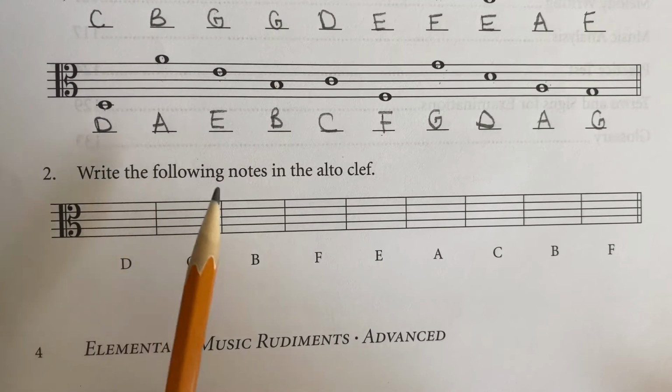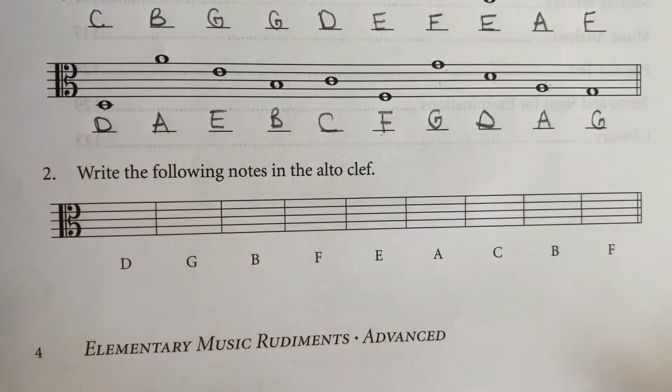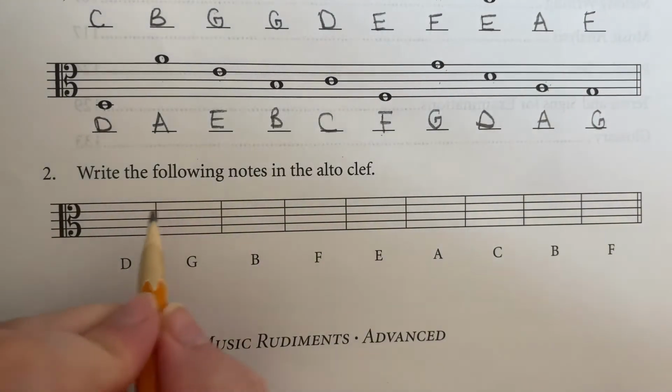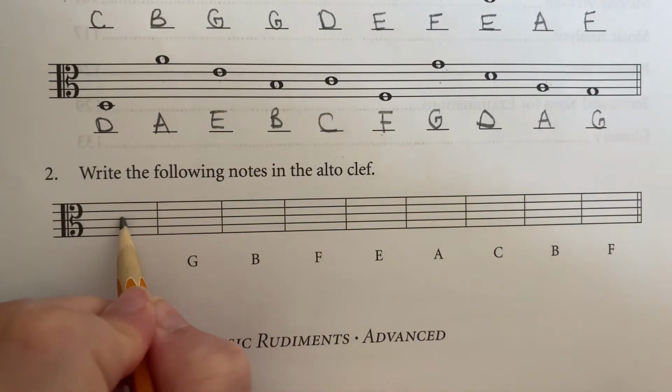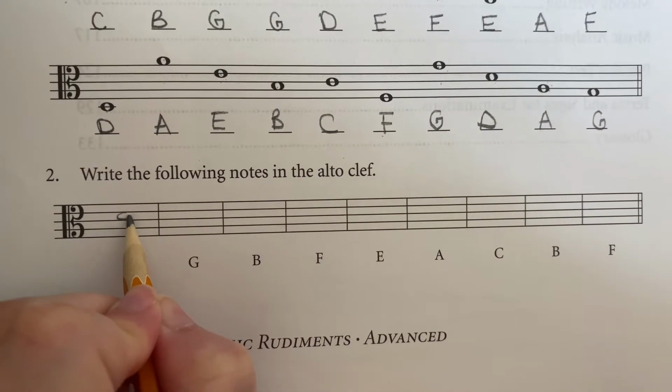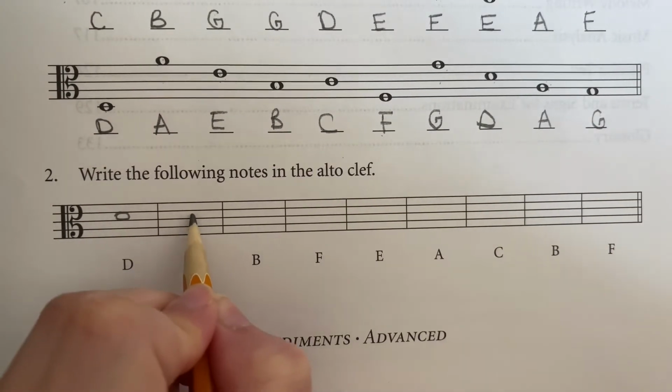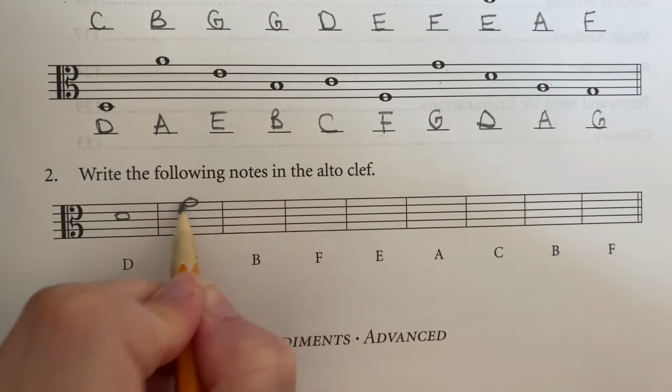Write the following notes in the alto clef, okay? So they're giving us the note names. We need to write the actual note. So D. So again, this is middle C. This is a D. C, D, E, F, G.